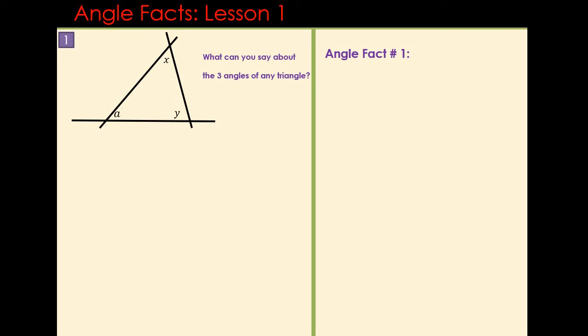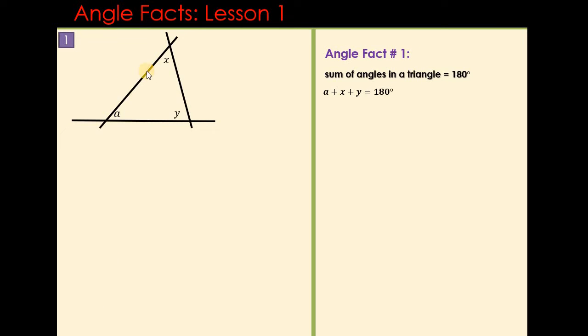What can you say about the three angles of any triangle? Think about it. Well, if you said the sum of angles in a triangle is equal to 180 degrees, then you're absolutely correct. Now let's say we add angle A, X, and Y. Of course, we'll get 180 degrees based on this angle fact.